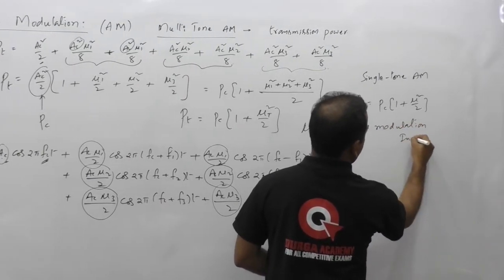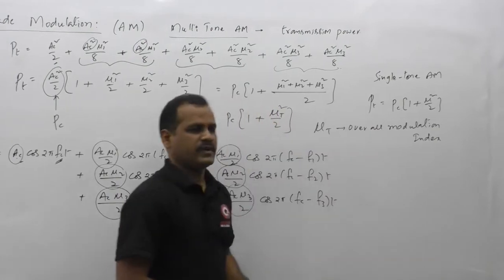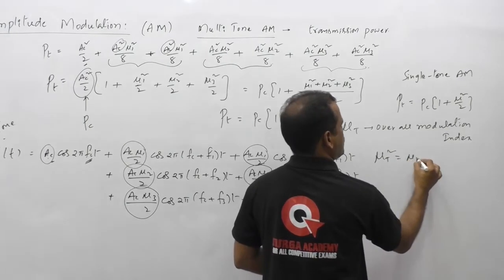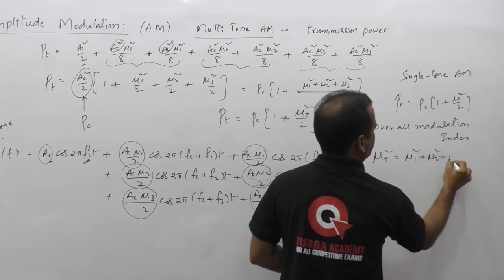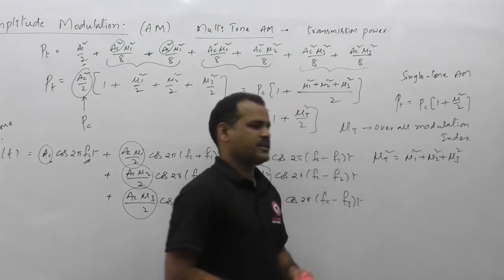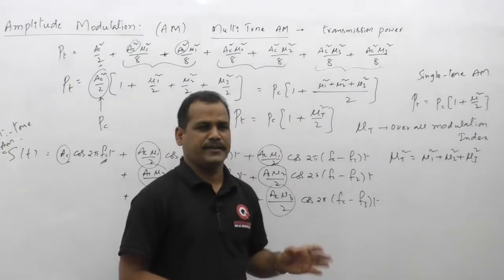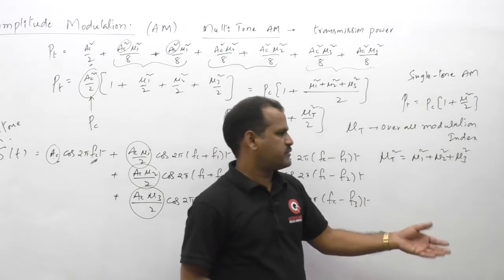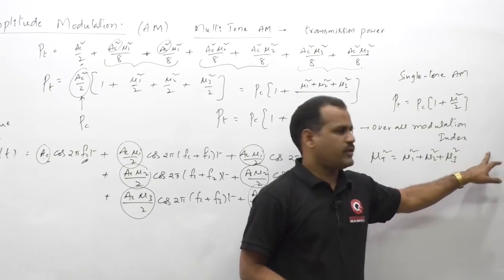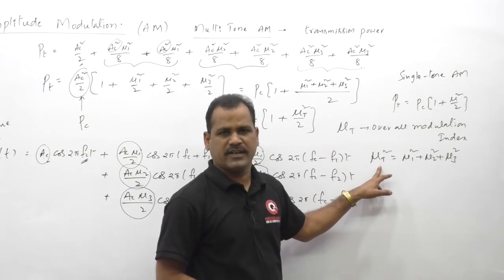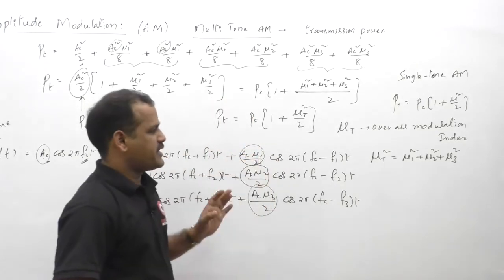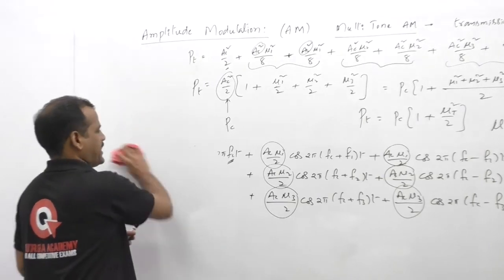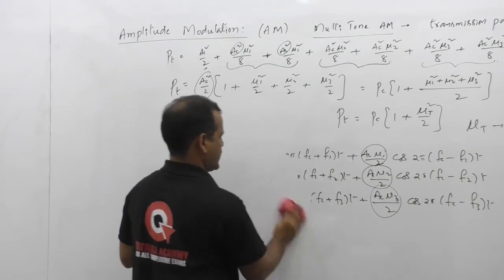We are writing this as the overall modulation index of AM, which gives mu T square is equal to mu 1 square plus mu 2 square plus mu 3 square. Observe that the message signal has 3 frequency components in this AM, that is why we are getting mu 1 square, mu 2 square, mu 3 square. If we get more frequency components, the corresponding modulation indexes will be added here for this overall modulation index. So let us write this multitone AM power component relation in comparison with the single tone AM power component relation.